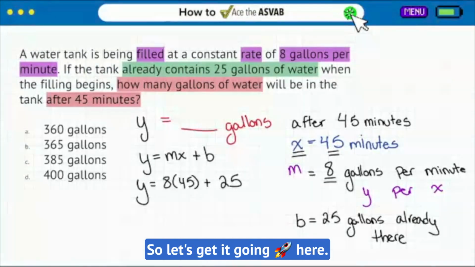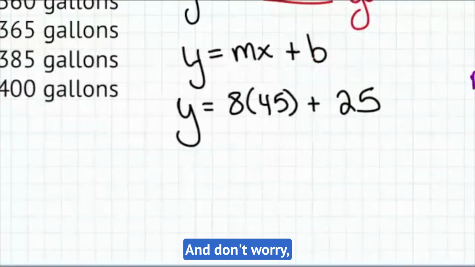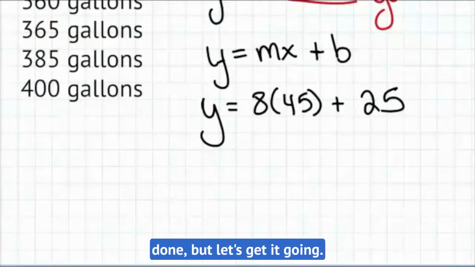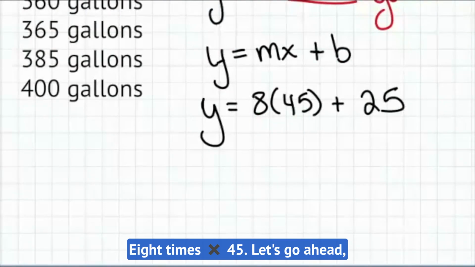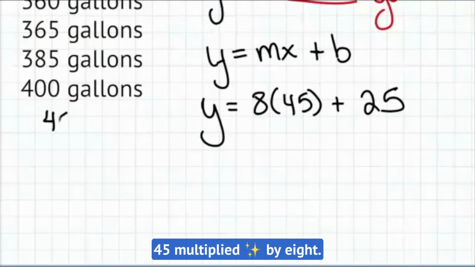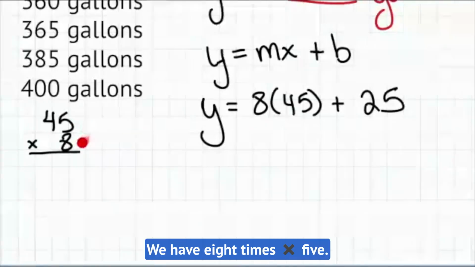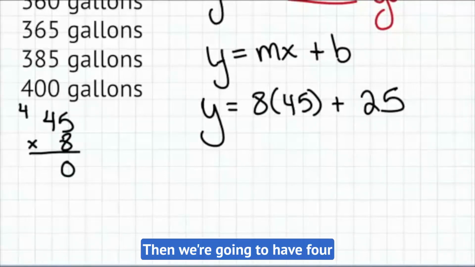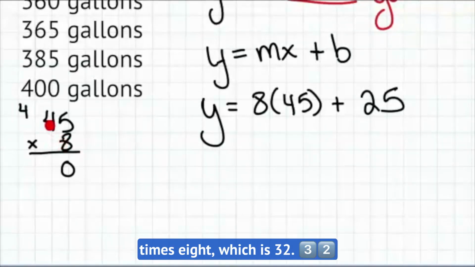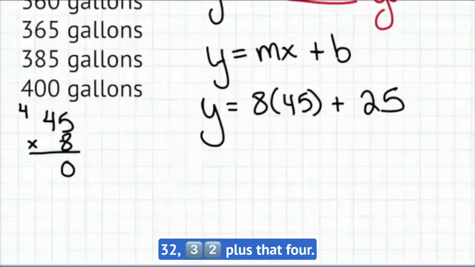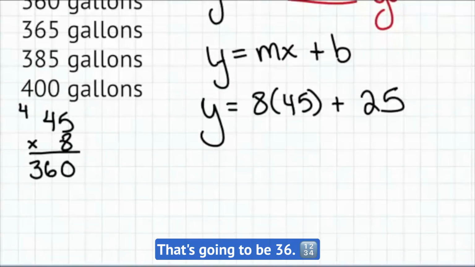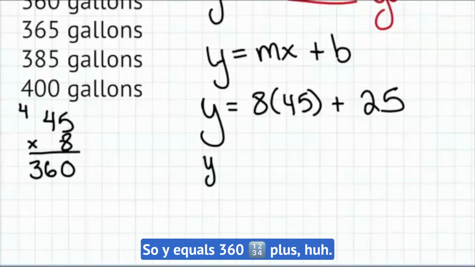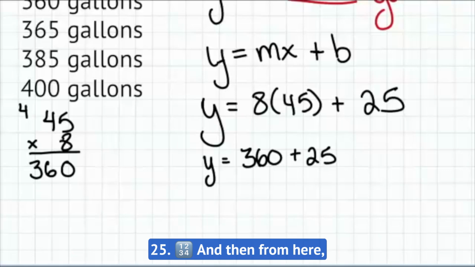So let's get it going here. Let's zoom on in, and don't worry, I'll zoom on out before we're done. 8 times 45, let's go ahead and bust that right here. 45 multiplied by 8. Here we go, we have 8 times 5, that's going to be 40. Then we're going to have 4 times 8, which is 32. 32 plus that 4, that's going to be 36. So we have 360.